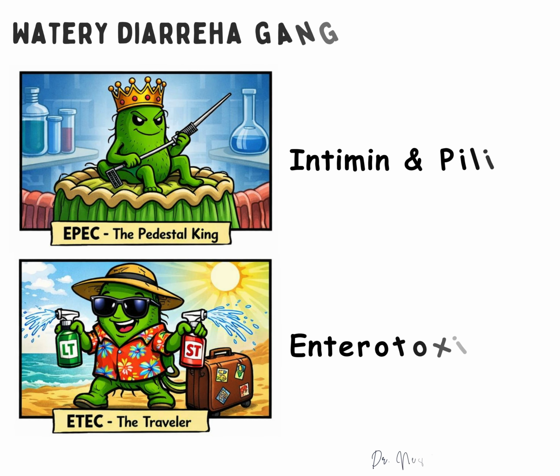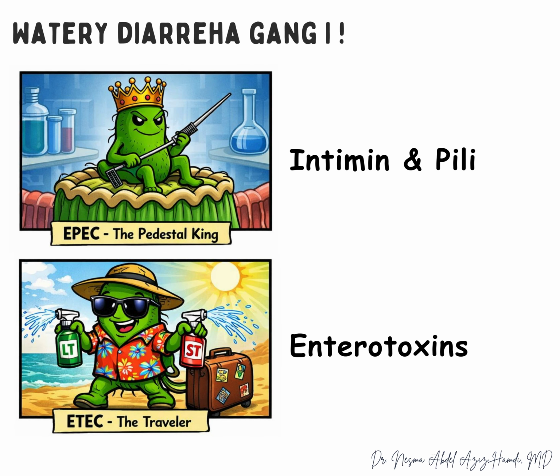First up are E. coli strains that cause watery diarrhea. Enteropathogenic E. coli, or EPEC, stands proudly on a pedestal it has built for itself. Using bundle-forming pili and intimin, it attaches tightly to intestinal cells and wipes out the microvilli, creating classic attaching and effacing lesions. The result? Poor absorption and infantile watery diarrhea.